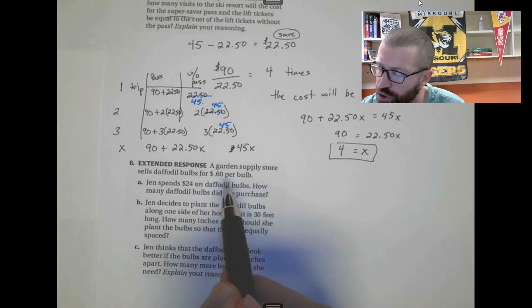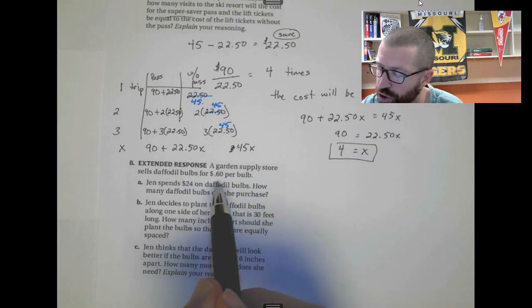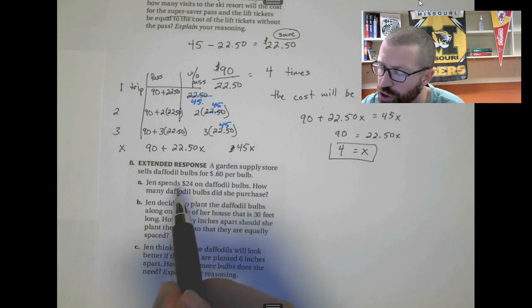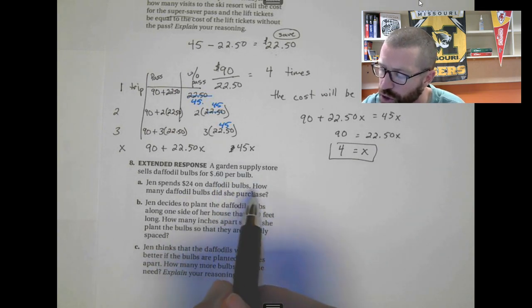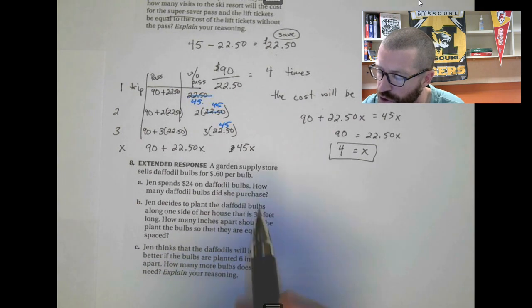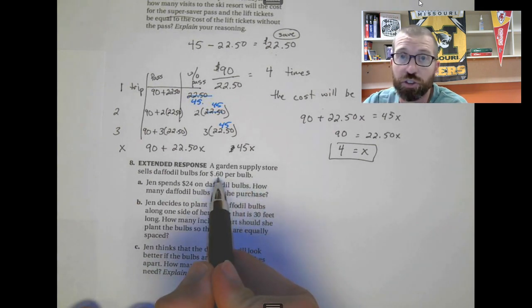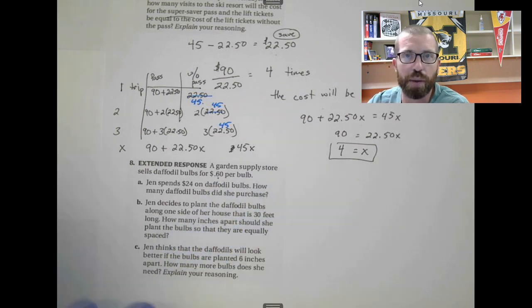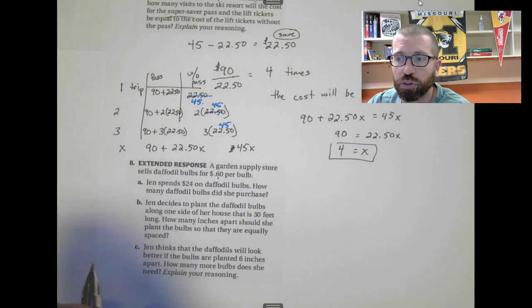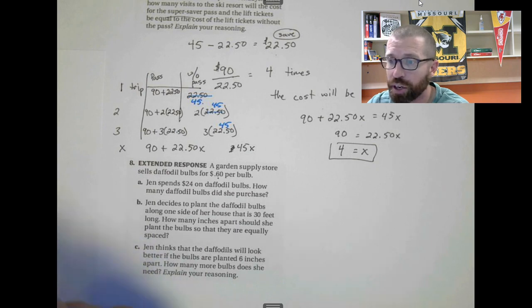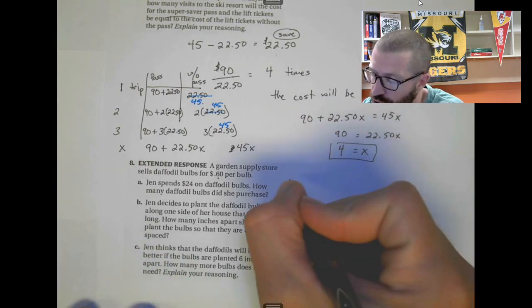This is a garden supply store that sells daffodil bulbs for 60 cents per bulb. So Jenny spends $24 on daffodil bulbs. How many bulbs did she purchase? Okay, so if she spent $24 and there were 60 cents per bulb, then divide by 60 to find the number of bulbs she bought.